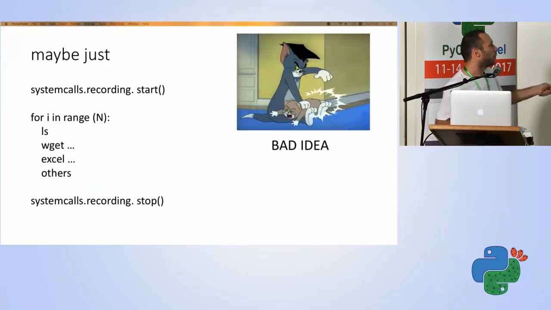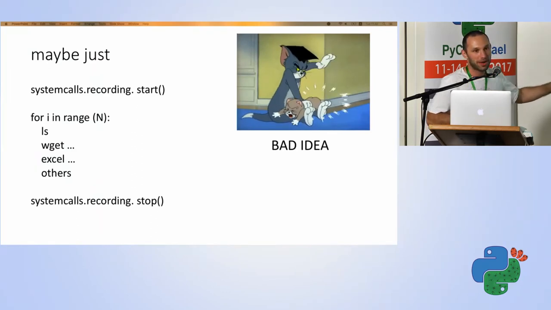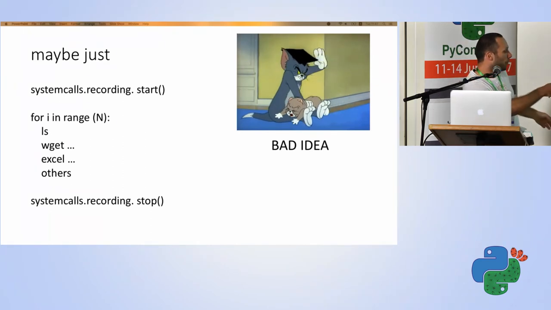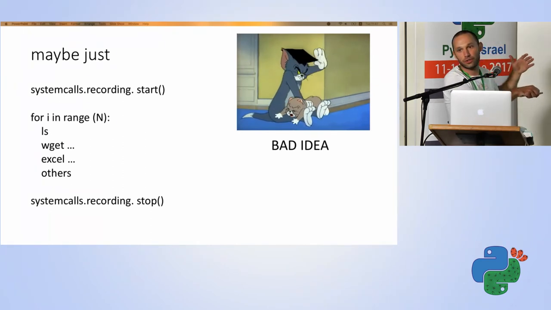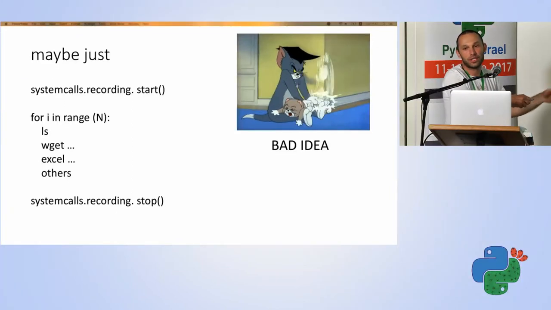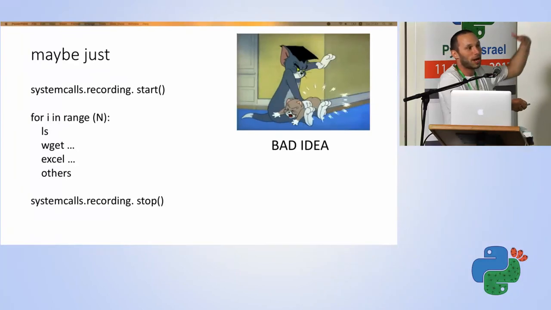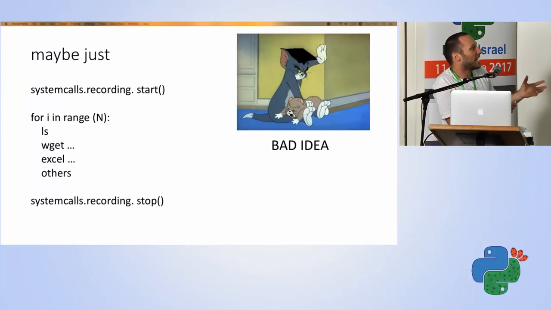Let's say we have a wget to some website or ls with some parameter and we are making it in loops. Each time we'll receive exactly the same signature, exactly the same system calls. It is equal to just one step of the loop and just upsampling the same data. Even if you get excellent results, it doesn't have any sense.